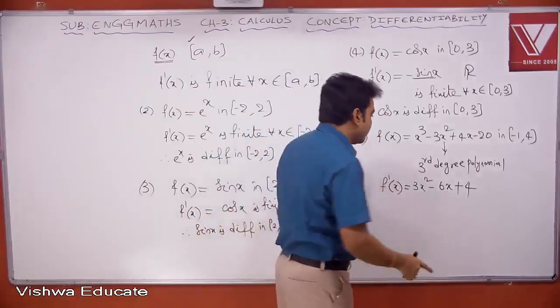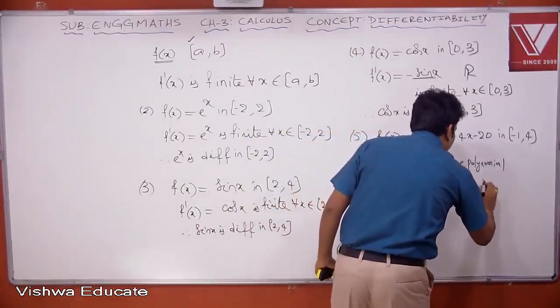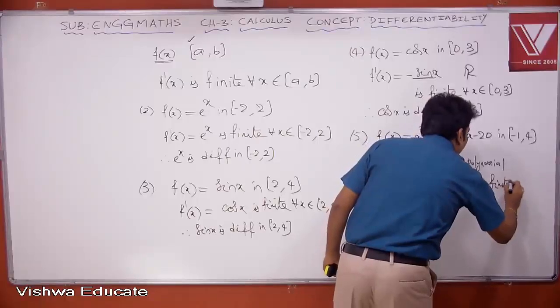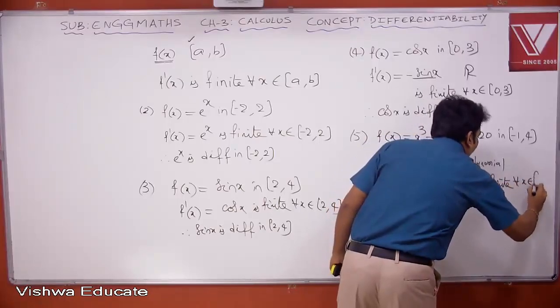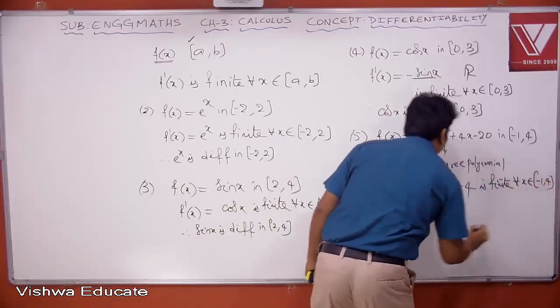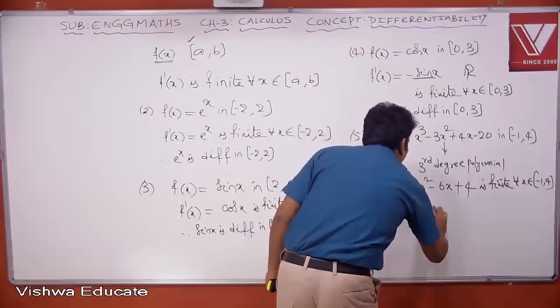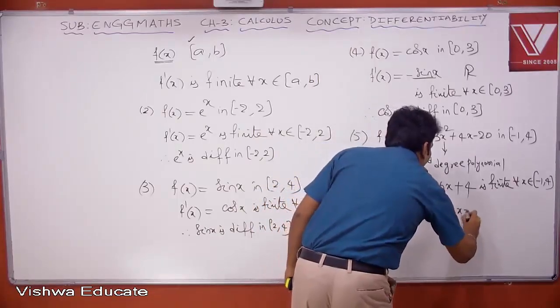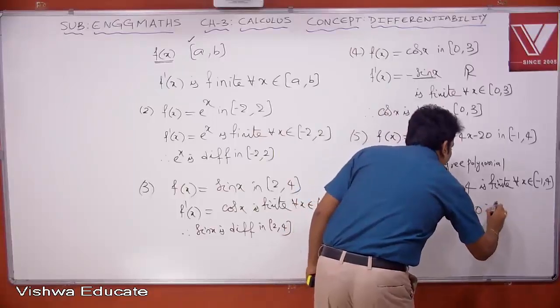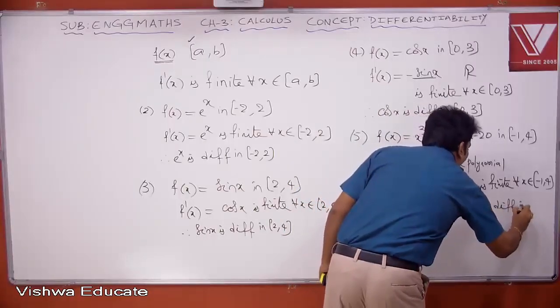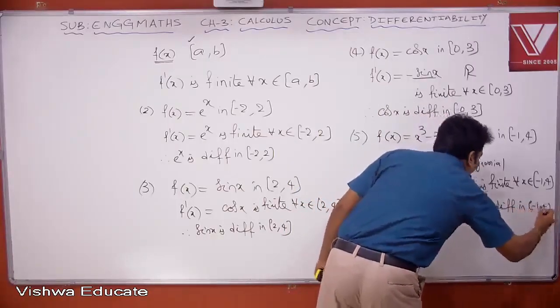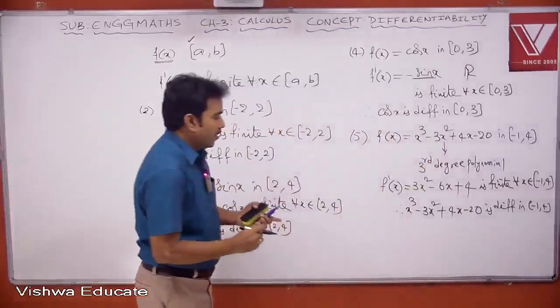So it is a polynomial expression. Now this is finite for all x belonging to closed interval minus 1 comma 4. Therefore, the function x cube minus 3x square plus 4x minus 20 is differentiable in closed interval minus 1 comma 4.